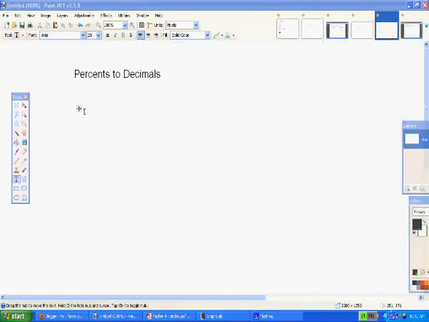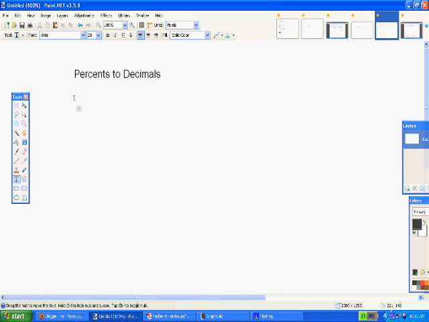So you just converted fractions to decimals and decimals to percents. So now we're going to go backwards a little bit. You're going to go from percents to decimals now. So to do this, it's really simple. It's basically the opposite of how you go from decimals to percents.